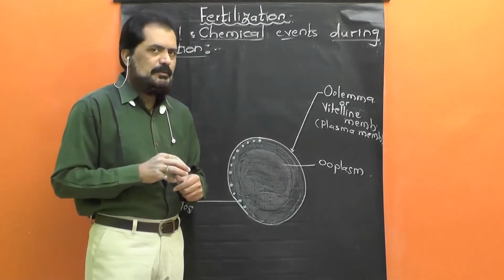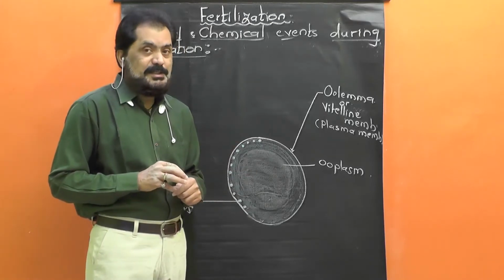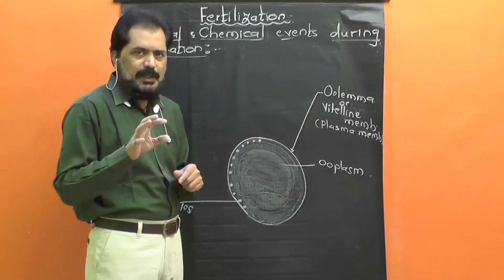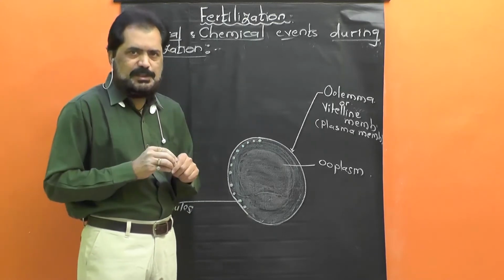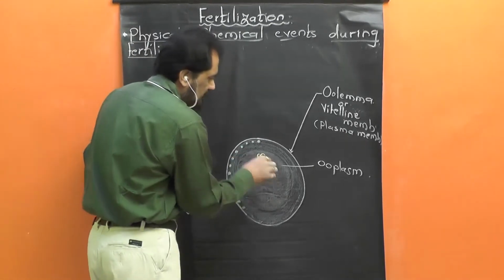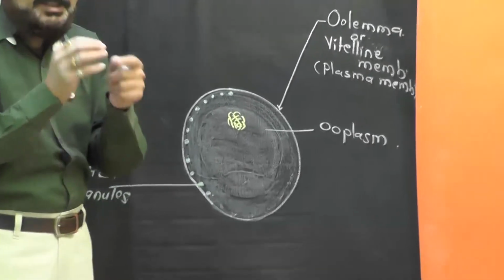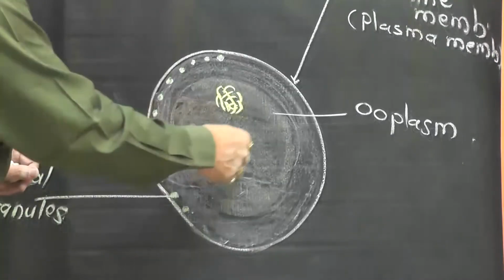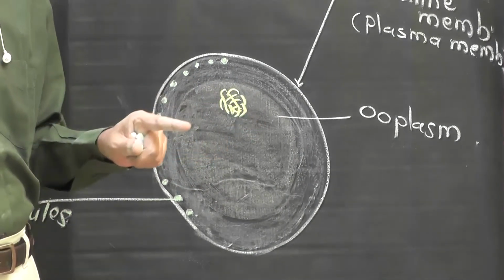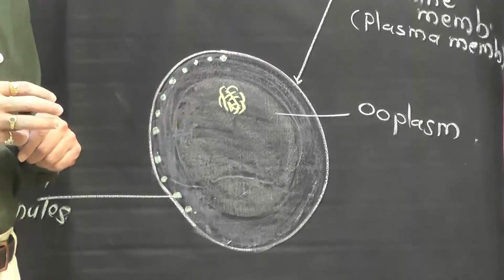I would like to add here one point, that chromosomes of the ovum are not organized into the nucleus. That 23 chromosomes are like this. These are not wrapped, these are not covered by the nuclear membrane. They are not organized into the nucleus. So, here in the ooplasm, different cell organelles are present except centriole. Mind well, we have already discussed.